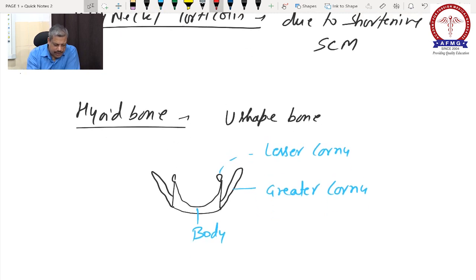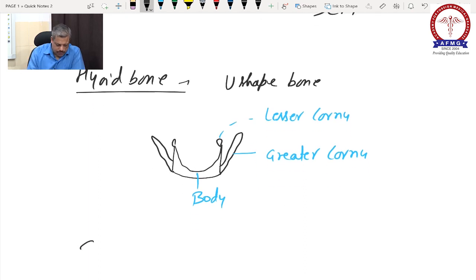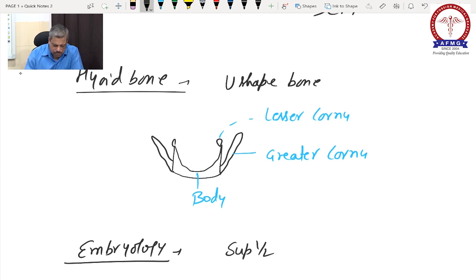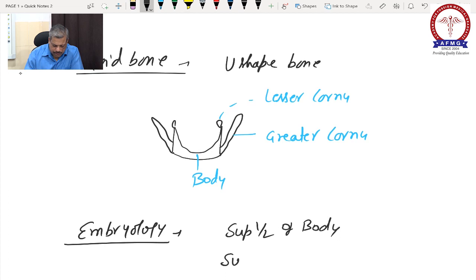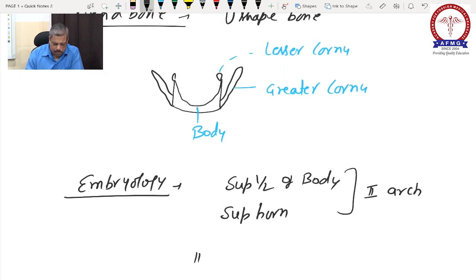Now see, the embryology of this bone, the hyoid bone, is very important. So simultaneously we will cover the embryology of the hyoid bone. How does it form? The superior half of the body, and the lesser cornu or lesser horn, which is the superior horn, develop from the second pharyngeal arch.